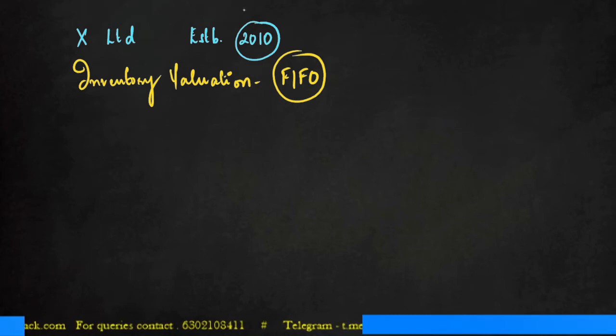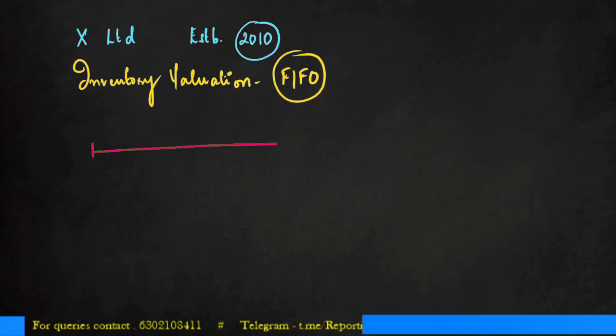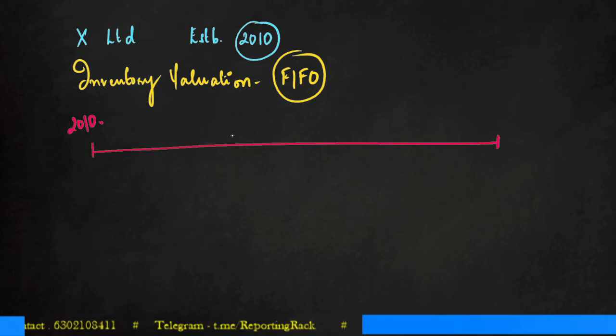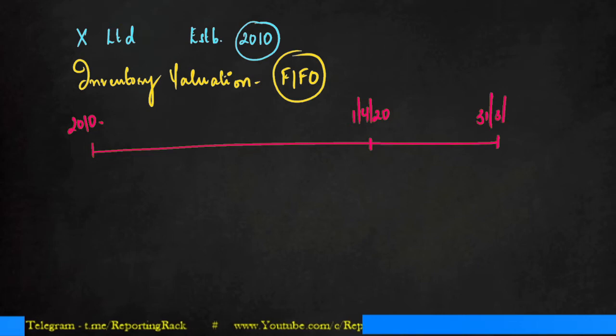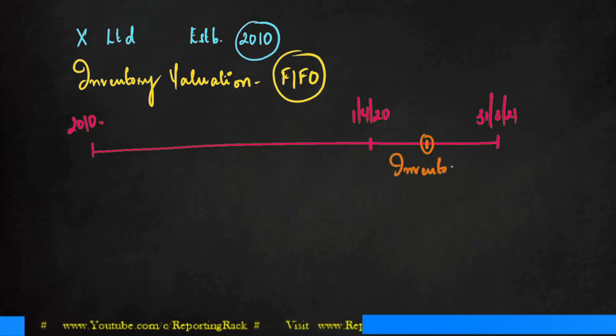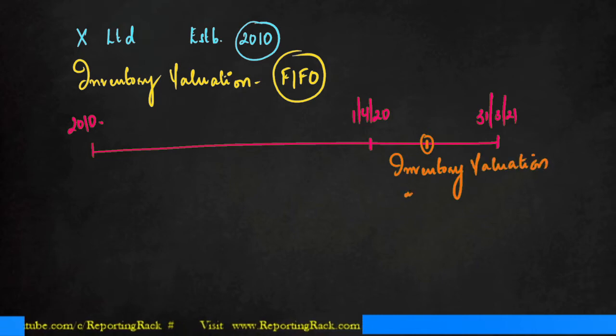Now let's say this was 2010. This is 1st of April 2020. Financial statements ending on 31st of March 2021. Somewhere around here, during this financial year, my inventory valuation has changed. Inventory valuation at weighted average cost, WAC. I've changed from FIFO to weighted average cost.